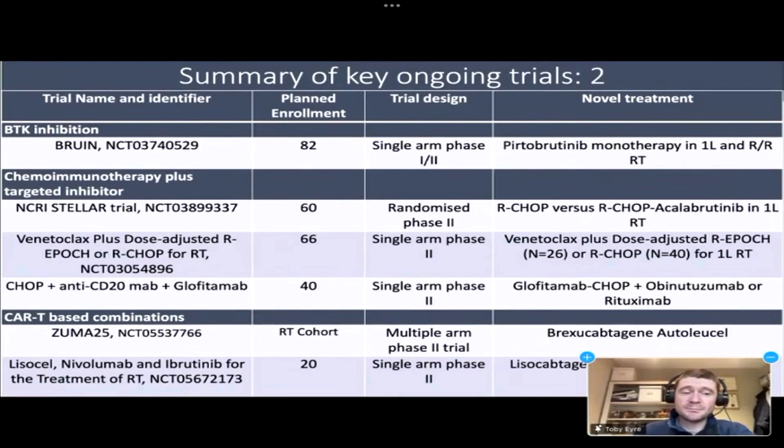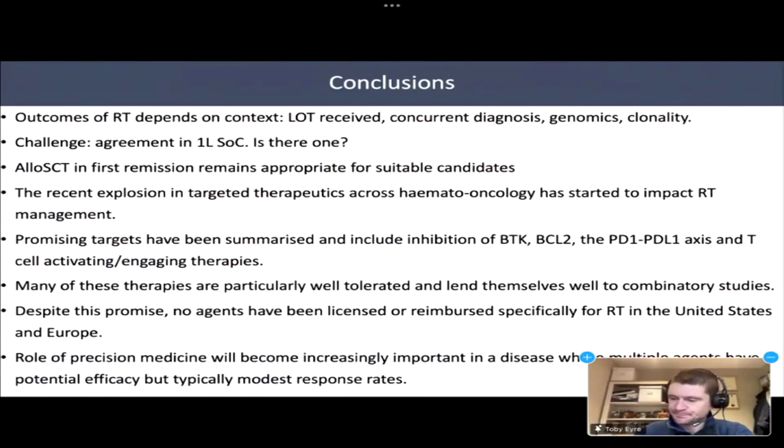And of course, at the moment, I think we're at a bit of a crossroads where we don't know whether we should be using chemotherapy as our backbone or whether we should be using sort of novel approaches. And I think that really is still very much to be debated.